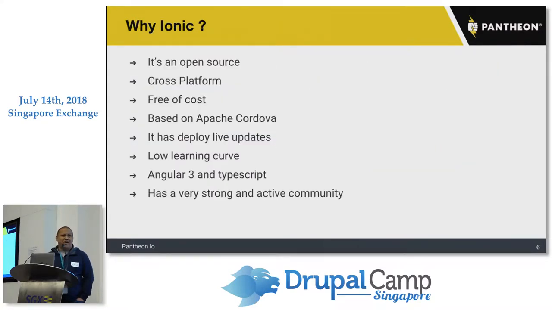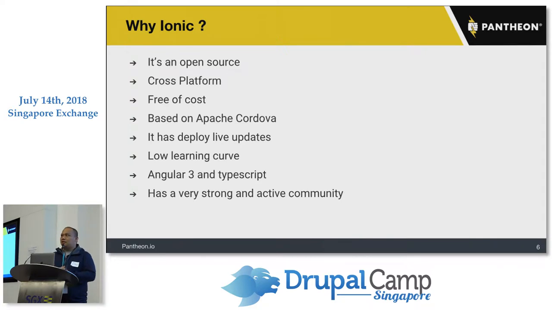So why Ionic? There's actually a lot of reasons why. Number one, it's open source. Number two, it's cross-platform. You can develop Windows Mobile, Android or iOS in just one code base. And it's free of cost, so no licensing fees that you need to take care of.